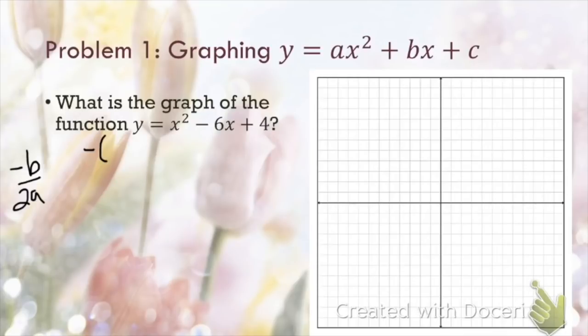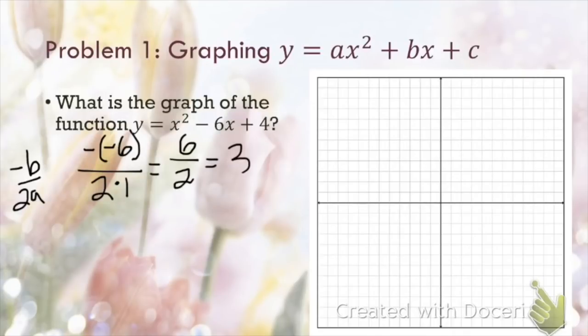Negative, and b in this case is also a negative, so I'm just going to use parentheses so that I don't confuse myself. And then 2 times my a value. Well, my a value in this case is 1, so now I've got +6 divided by 2, which is 3. So that is going to be my axis of symmetry where x is equal to 3. So if I just keep that in my mind, on the x equals 3, this should be my axis of symmetry.